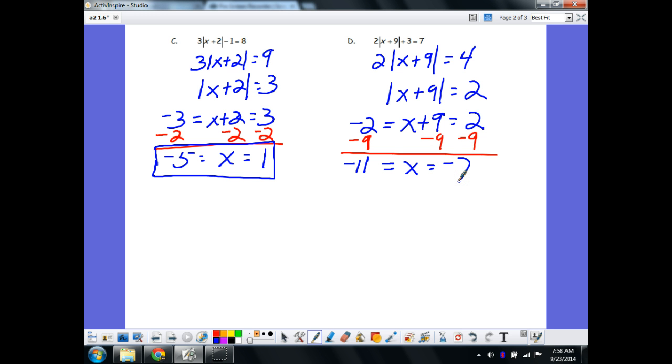And then once again to check, negative 11 plus 9 is negative 2. Absolute value of negative 2 is 2. Times 2 is 4. 4 plus 3 is in fact 7, so negative 11 works. It's a solution. Same thing with negative 7. Negative 7 plus 9 is 2. Absolute value of 2 is 2. Times 2 is 4, plus 3 is in fact 7. So they are both solutions.